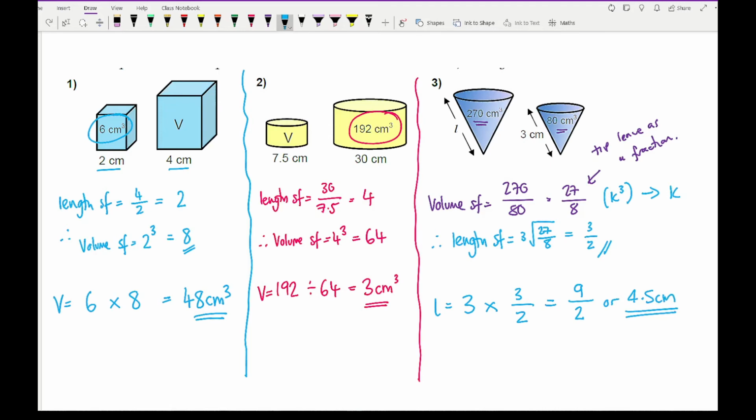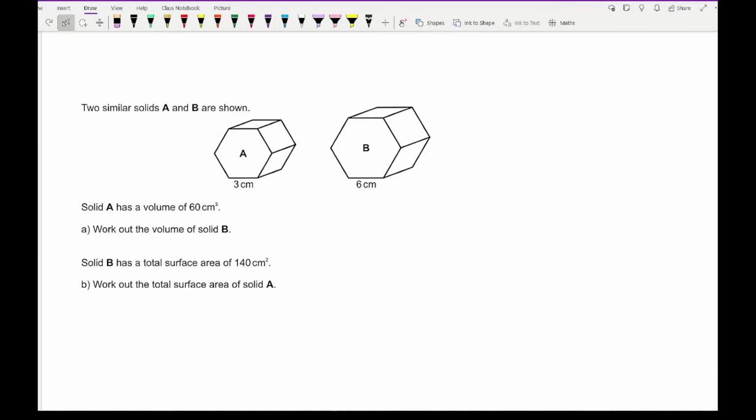So if you're trying to find a length, it's always important that you label it as K and then use either the two volumes or the two areas to work out what the length scale factor is. So whatever you are working out, that scale factor is what you need, and you'll need to manipulate the information that's given to you in the question to work that out. So now let's have a look at some more exam style questions.